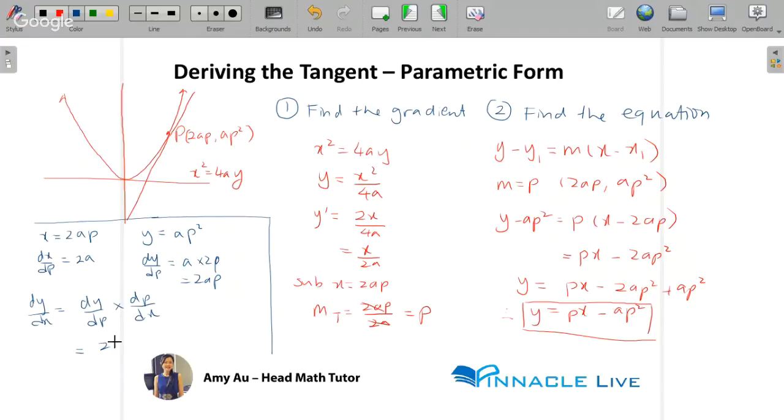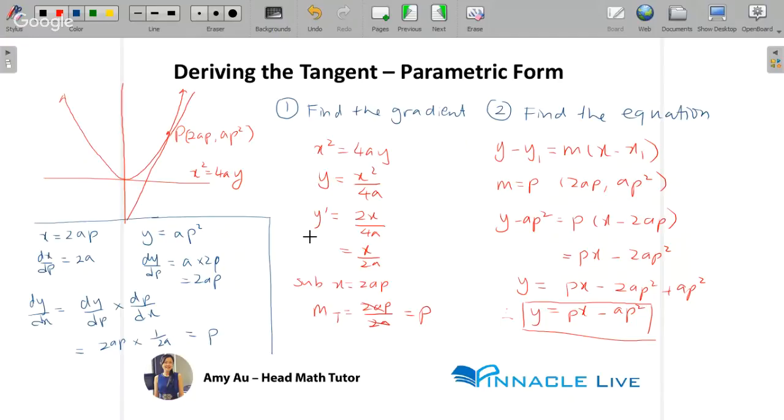So dy/dp is 2ap, dp/dx is the reciprocal, so 1 on 2a, so that's p. Okay, so you get exactly the same result. So this is handy, especially if you come across a question where you only have the parametric form, you don't have the Cartesian form, then you won't be able to do that type of differentiation, so you can do it parametrically. Alternatively, you can always recreate the Cartesian form by eliminating the parameter and just differentiate that.